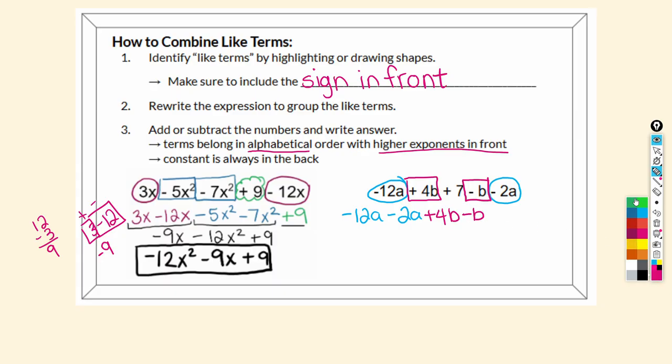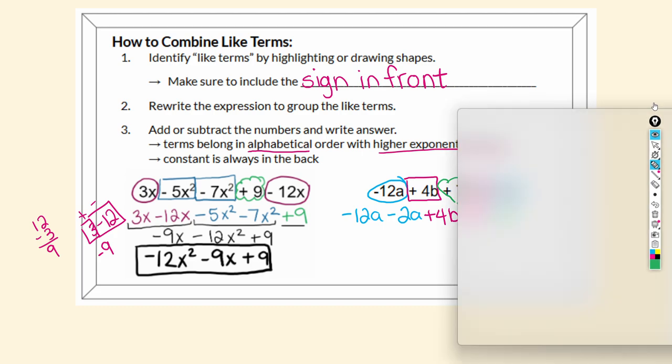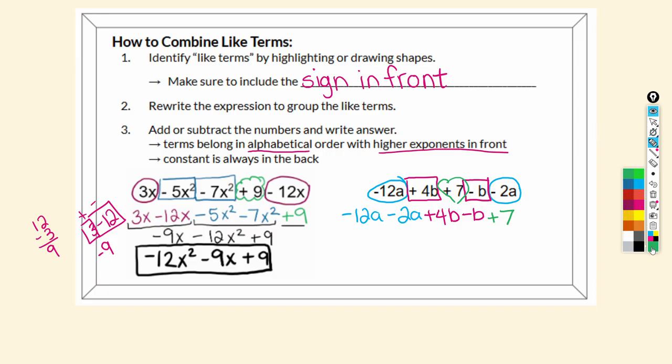And then finally, 7 doesn't have anybody to combine with. If you want to use another shape, sometimes I use a cloud, like on that example. Sometimes I use a heart. Sometimes I just leave it without a symbol. If there's nothing to combine it with, that's okay too. Sorry about that. All right, now we're ready to combine the like terms.